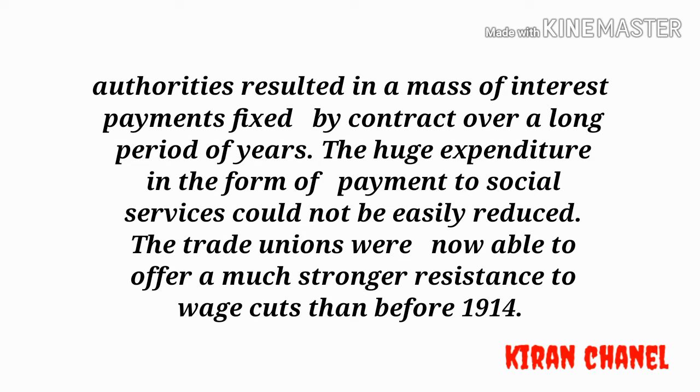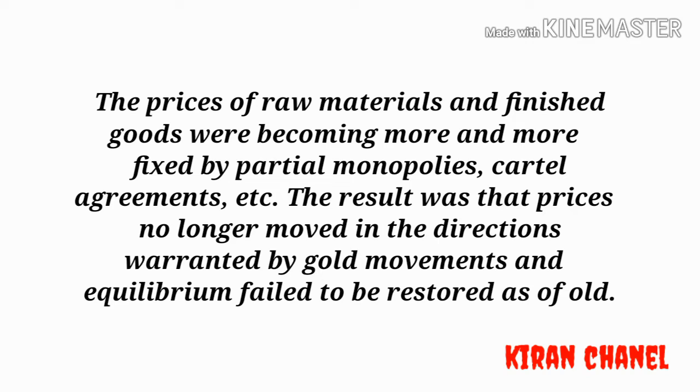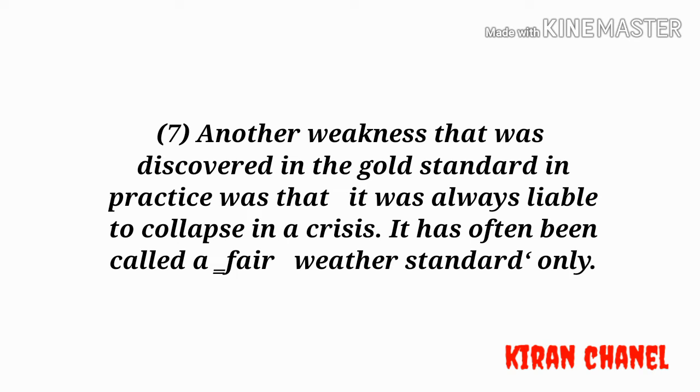The trade unions were now able to offer a much stronger resistance to wage cuts than before 1914. The prices of raw materials and finished goods were becoming more and more fixed by partial monopolies, cartel agreements, etc. The result was that prices no longer moved in the direction warranted by gold movements, and equilibrium failed to be restored as of old.